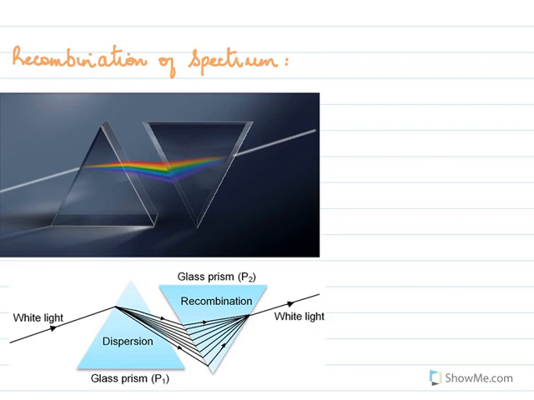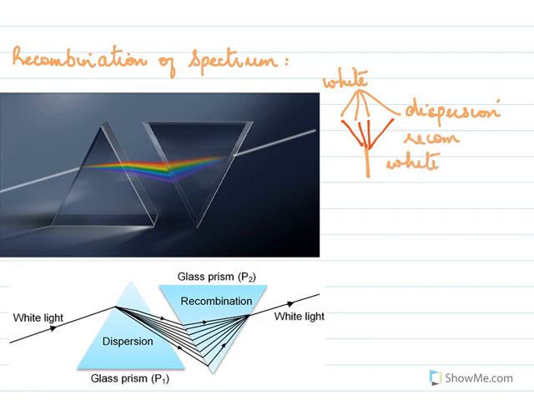So to go over this again, first we have white light, which will then break up into many components, and this is called dispersion. The many components then combine again to give you white light. This is called recombination of the spectrum.